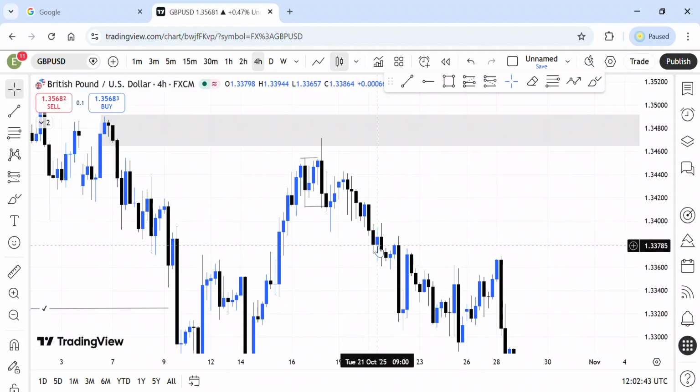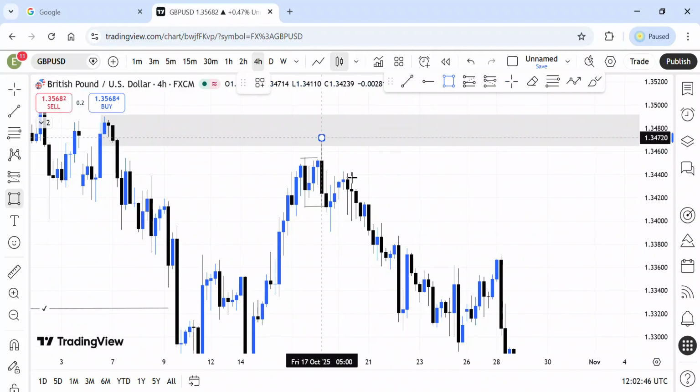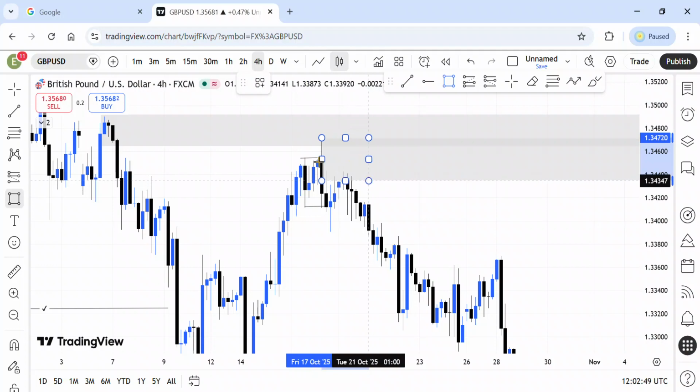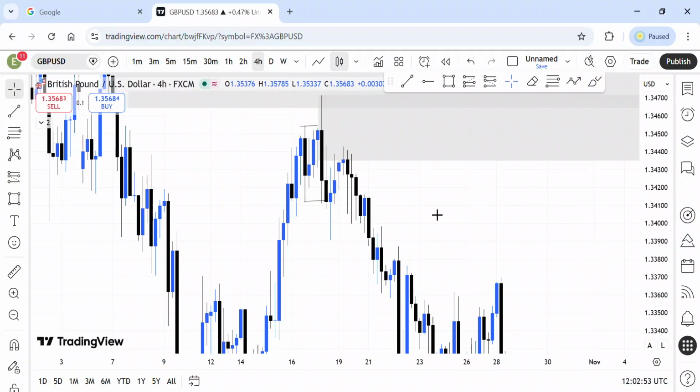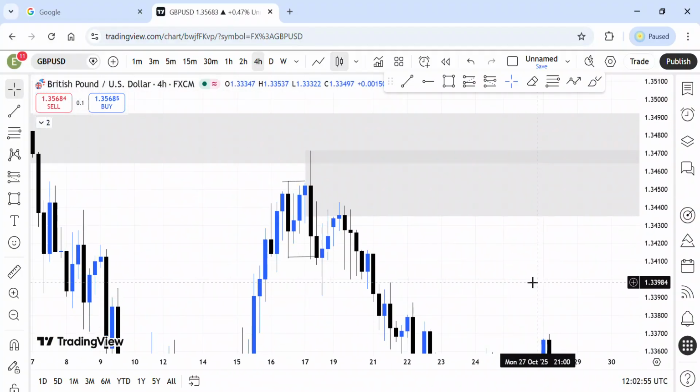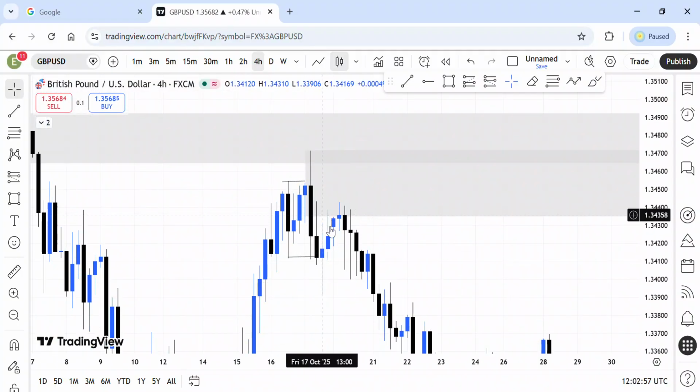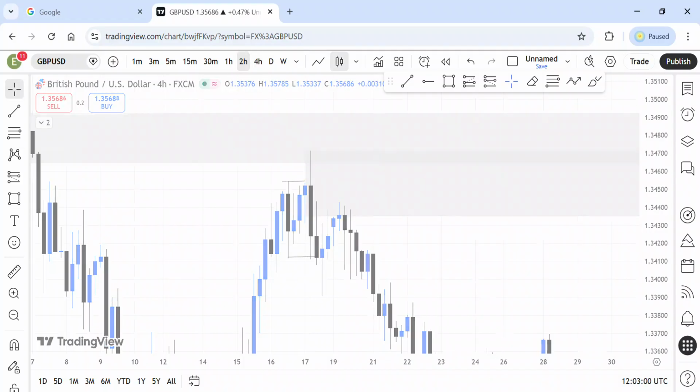So if you want to sell, then you just mark another order block like this. We have another order block here. We have another order block right here. As you can see, we have another order block here. Or probably if you are not seeing it well, let's check 2 hours.